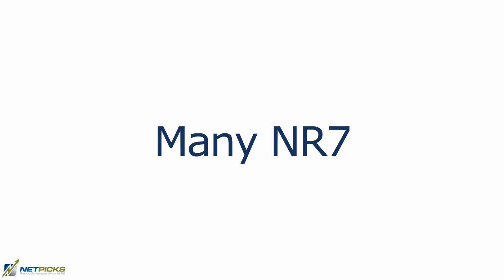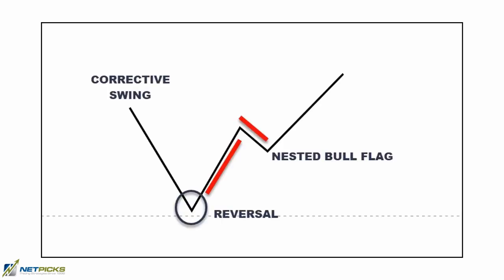But one way you can increase the value of an NR7 bar is to utilize them during a pullback and a subsequent rally in price. Let me explain that. So I want you to assume that we have a corrective swing in an overall uptrend. We see the reversal and a slight pause in the advancement of price, barring any sudden movement to the downside, right? We don't want strong momentum to the downside.